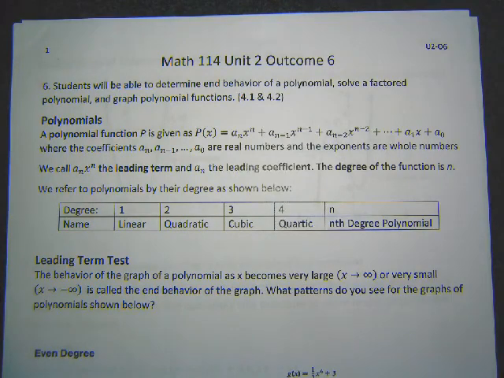Welcome to our next set of college algebra notes. We're on Unit 2, Outcome 6. In this section, we're going to talk about polynomials, some techniques for graphing polynomials and understanding their shape just by some of the aspects of the equation of a polynomial.